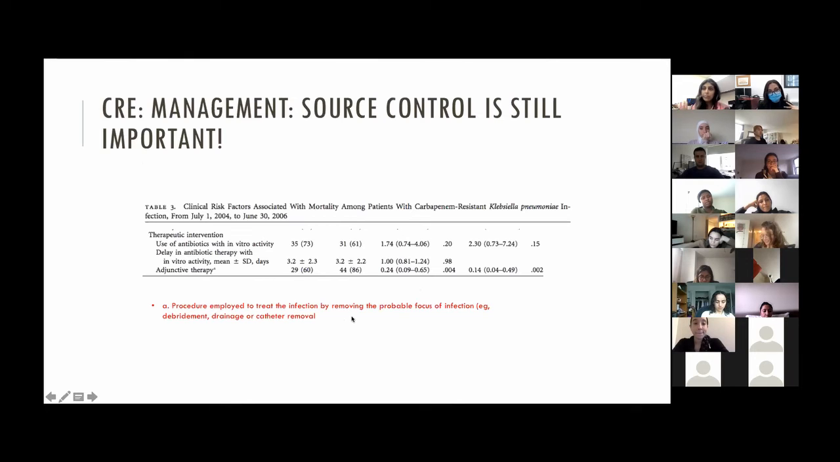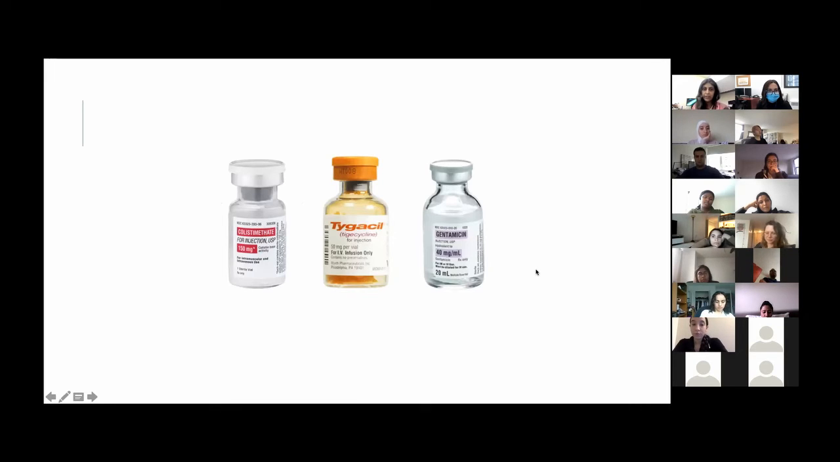How do you treat or manage CRE? Well, first of all, source control is really important, and that wasn't a factor here, but if we know a patient has an abscess or a line, for example, it's more important even than the antibiotics. That's what this table is showing: if you use a procedure to remove the probable focus of infection, such as debridement, drainage, or catheter removal, that's associated with higher survival than just antibiotics alone.